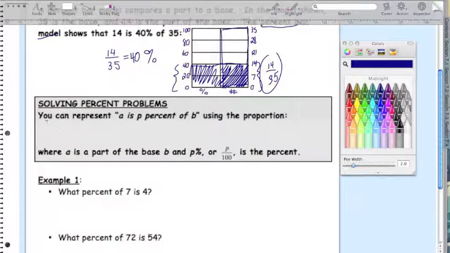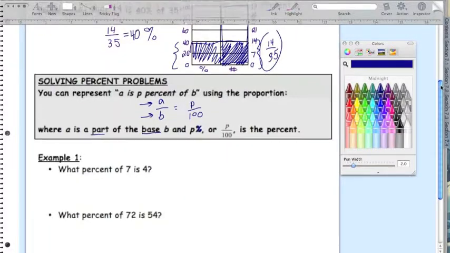What I mean by that is, it says here you can represent A as P percent of B using this proportion: A over B equals P over 100. A is your part, B is your base, and P percent is what it's going to be equal to, the ratio, the other half of our proportion. We remember that P percent, using the symbol, is the same as P over 100. So they're equal, they're the same thing.